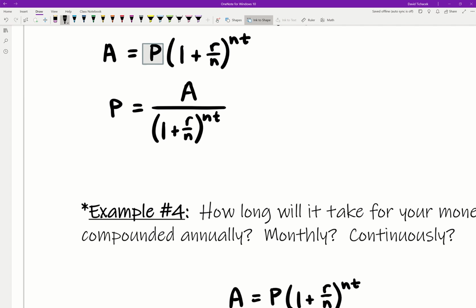And so again, the reason that we did that is because now if we're interested in solving a problem like this, P is already isolated, so we don't need to do all the heavy lifting to isolate that all over again. We could just go ahead and punch in what we know and then ask the calculator what this result is going to be equal to here.